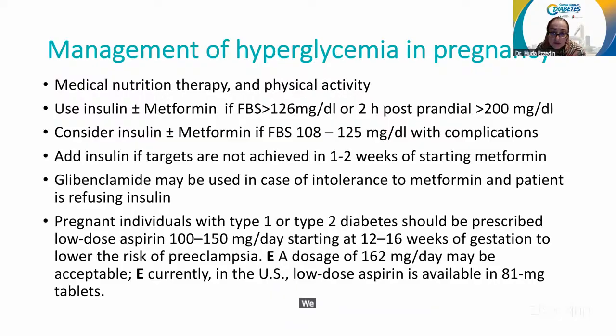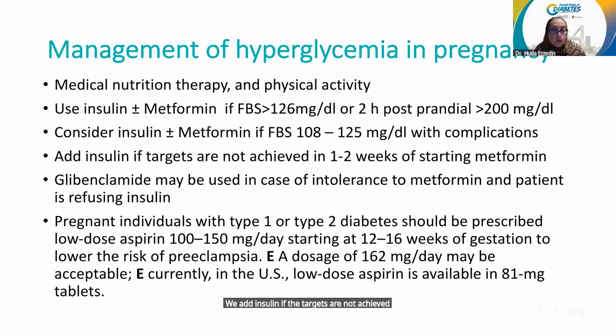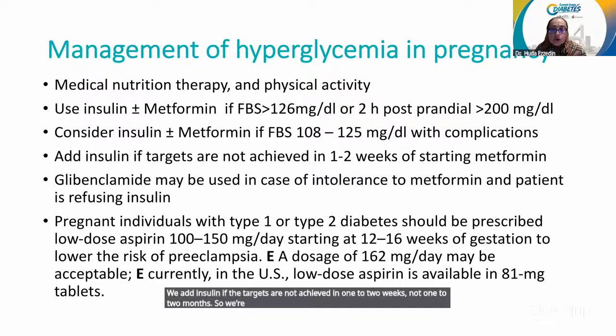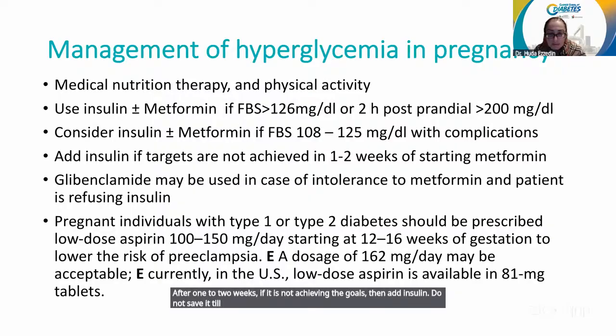We can consider the insulin if the fasting blood sugar is a little bit less, especially if we have some complications. We add insulin if the targets are not achieved in 1 to 2 weeks, not 1 to 2 months. So we're talking weeks now, from the starting of metformin. So if you have a patient with gestational diabetes or a metformin-treated diabetic, after 1 to 2 weeks, if she is not achieving the goals, then add insulin. Do not save it till the very last minute.